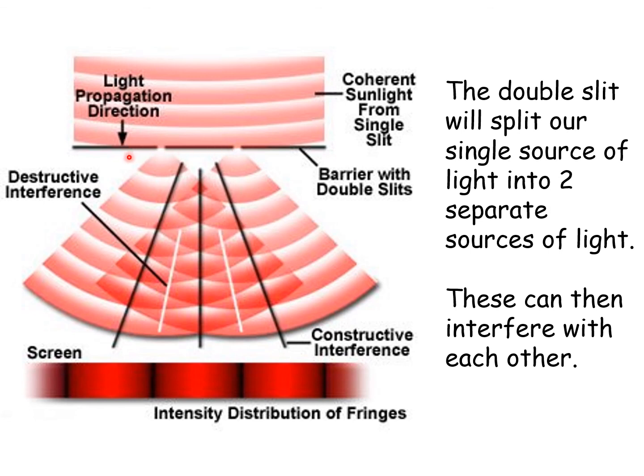two wavefronts. Now, as these two wavefronts spread out, you can see where they overlap, you can get areas of constructive and destructive interference. And then as these wavefronts hit the screen, you get this kind of banding appearing. So the double slit will split our single source of light into two separate sources of light. These can then interfere with each other.